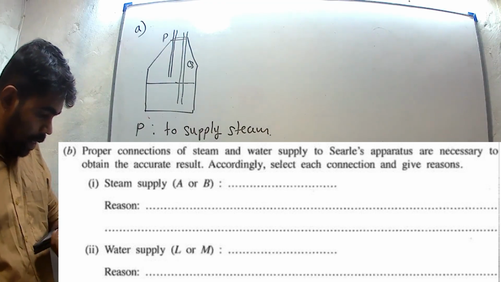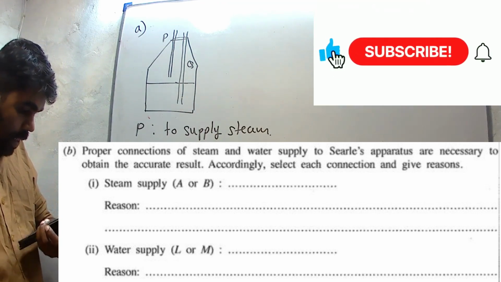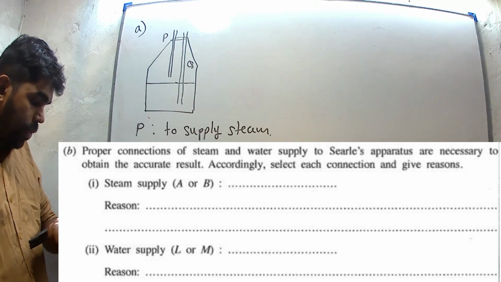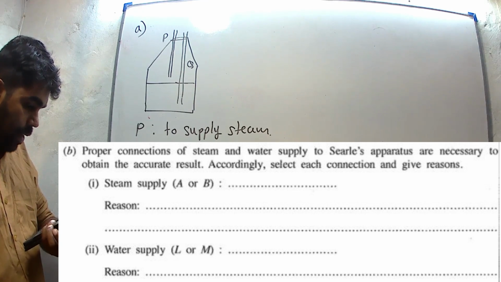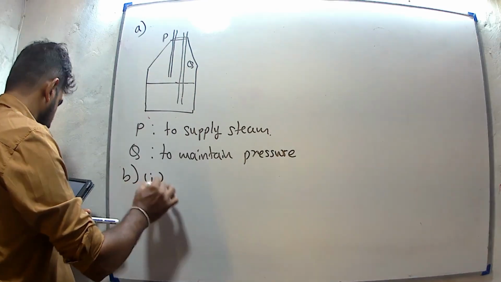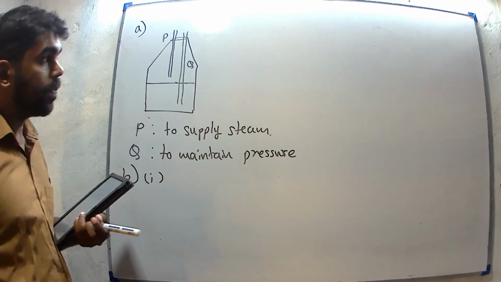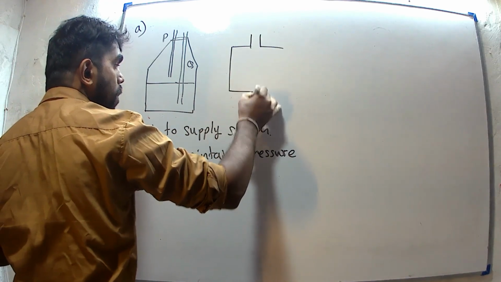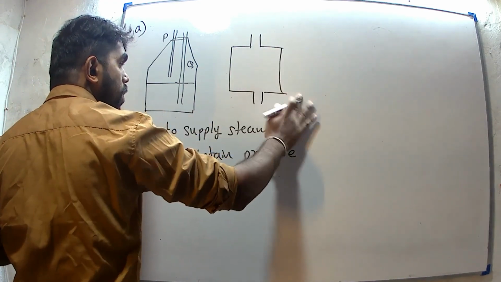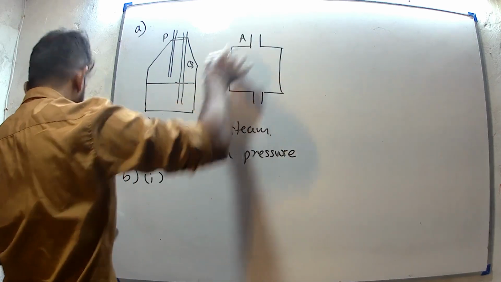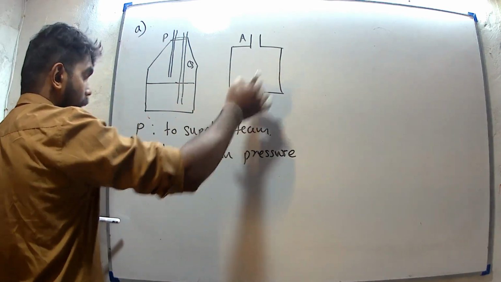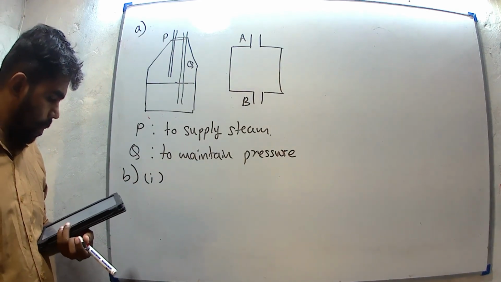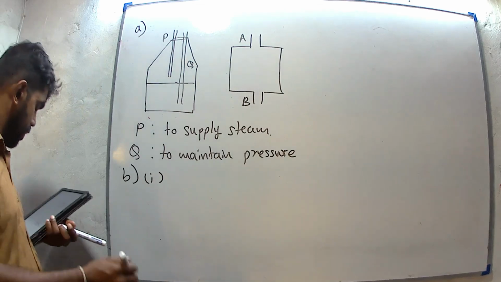Proper connection of steam and water supply to Searle's apparatus are necessary to obtain accurate results. According to this, select the connection and give reasons. Problem number 1. Steam supply, A or B. In Searle's apparatus, they have marked A as this tube, B is this one. We have to insert steam from A.